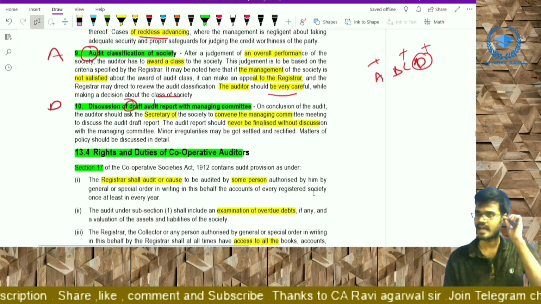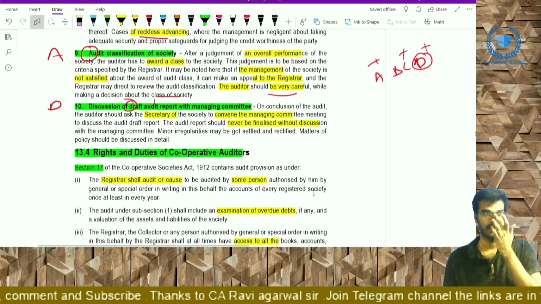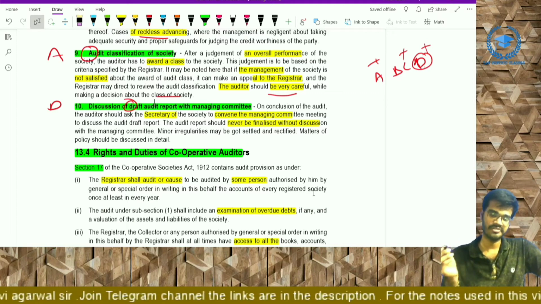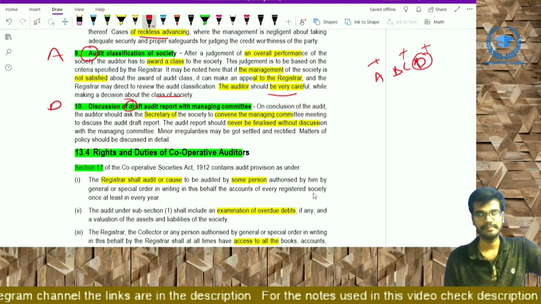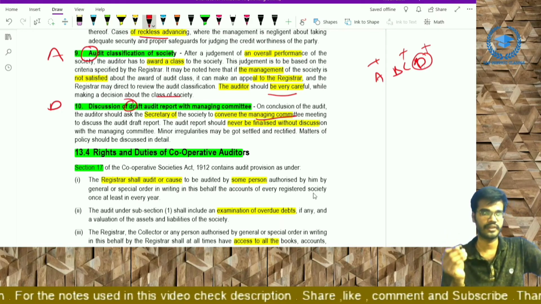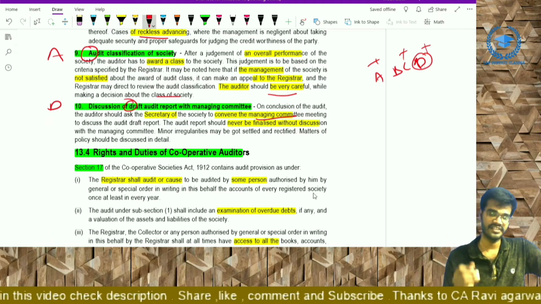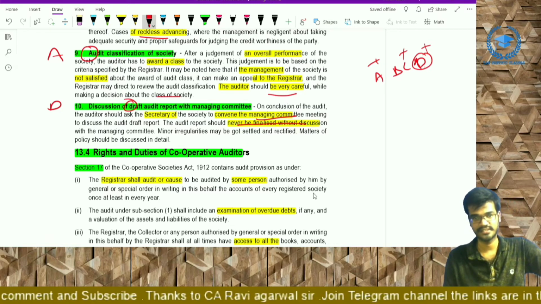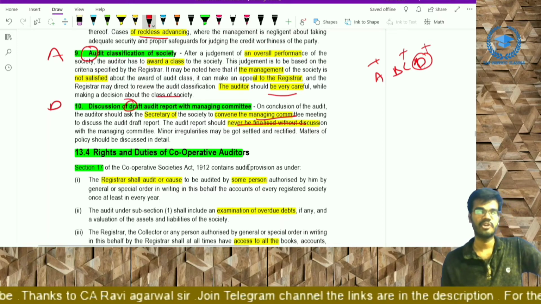And coming to the next and last point, that is discussion of draft report. The auditor, after completing the audit, has to ask the secretary of the cooperative society to convene a management committee meeting and discuss the points he found during the audit, right? That discussion is a must. No report shall ever be finalized without such discussion, right? These are the special features of cooperative society audit.